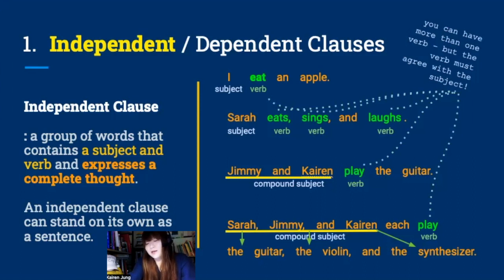And what if there are two nouns in the subject, like in Jimmy and Karen play the guitar? That's fine. That's what we call a compound subject. Both Jimmy and Karen play the guitar. In an independent clause, a compound subject can have many nouns, and there can be many different verbs in the sentence. That doesn't mean it's not an independent clause. It still is an independent clause.